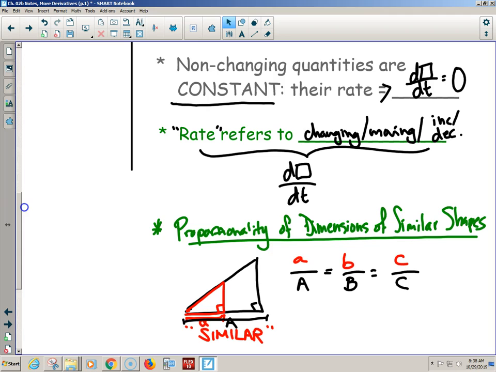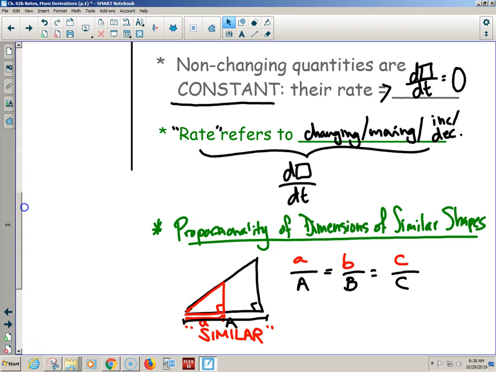But little a over big A, little b over big B, little c over big C: the little a side over the big A side, the little b side over the big B side, the little c side over the big C side. This is key. Because if you know this, this, and this, you can find that. They might just give you some pieces, and you have to use this similar relationship. It's nasty.